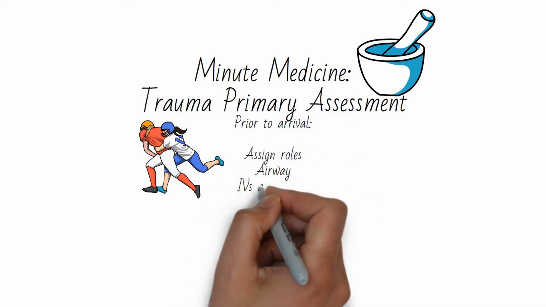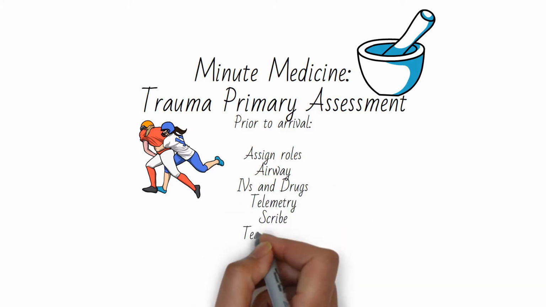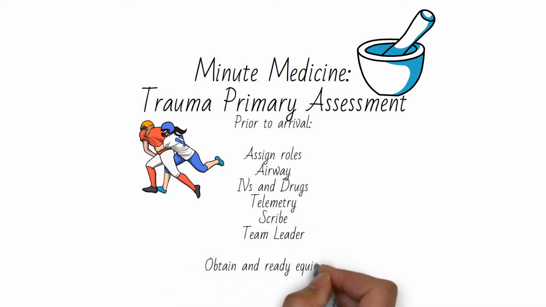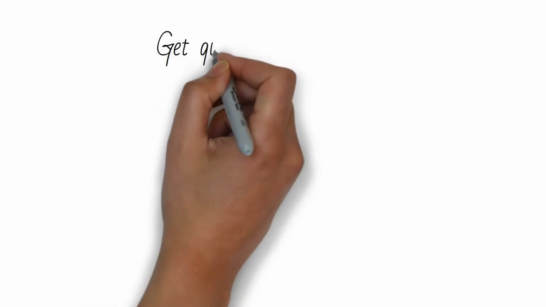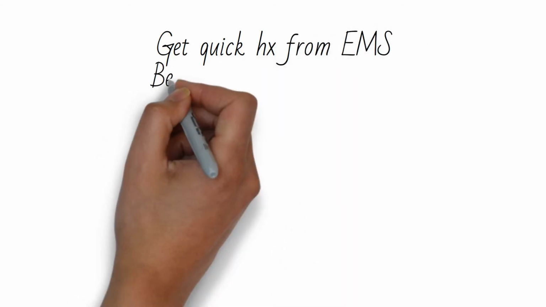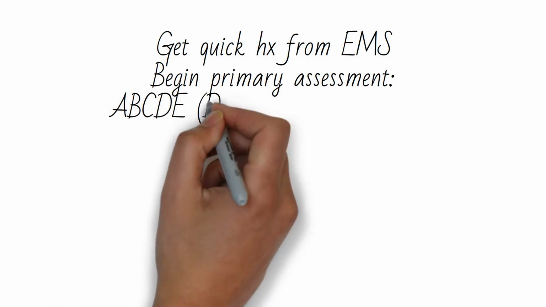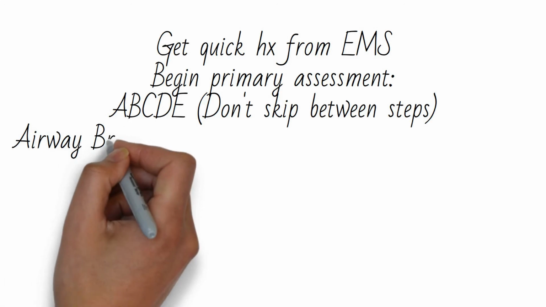Before the patient arrives in the trauma bay, organize your team by assigning roles such as airway, IVs and medications, telemetry, a scribe, and make sure everyone knows who the team leader is. Get any necessary equipment such as airway equipment, ultrasounds, and IVs ready, brief the team, and don any necessary PPE. When the patient arrives, get the most pertinent history from EMS and immediately begin the ABCDEs of the primary assessment. Make sure not to skip any parts of each step before moving on to the next.